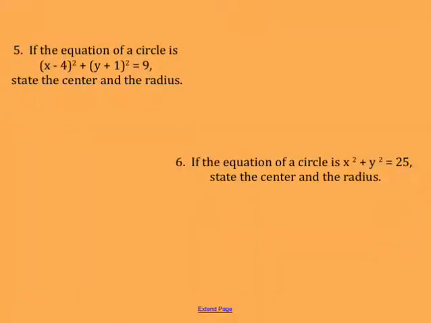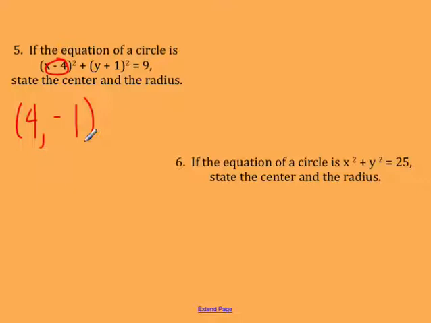Next, let's take a look at number 5. If the equation of a circle is (x minus 4) squared plus (y plus 1) squared is equal to 9, state the center and the radius. So the x-coordinate of the center is going to be the opposite of that. Since it's a negative 4, the center is going to be a positive 4. Then, since it's a positive 1, the center is going to be a negative 1 because it's the opposite coordinate. So our center then is (4, -1).